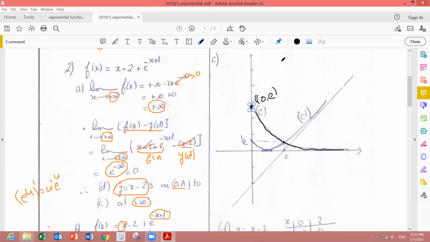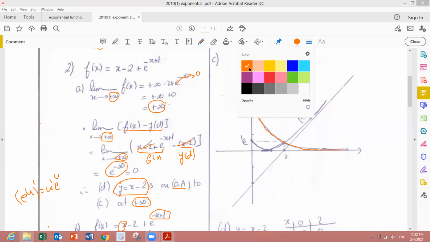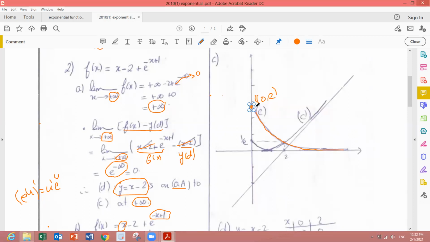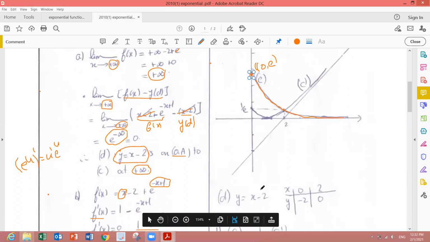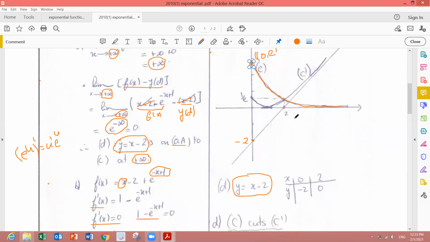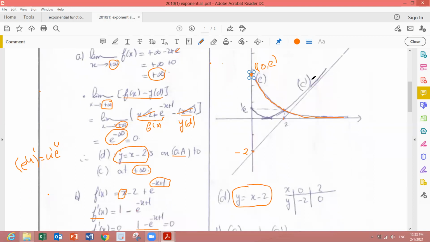Okay. Now to draw the second one, we have to draw the line y equal x minus 2. For x equals 0, y equal minus 2. This is minus 2 here. For x equal 2, y equal to 0. So we draw the asymptote. We draw the oblique asymptote D.